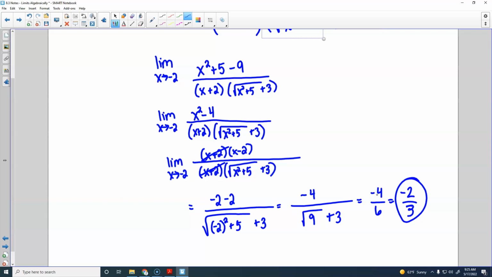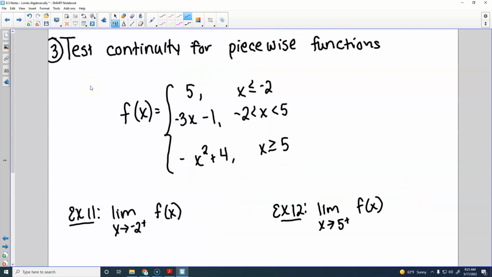Okay, questions about anything there? All right, we got two more. We're going to try to get through them in 10 minutes or less. All right, so let's copy down that piecewise function real quick. Some that you're going to get are going to give you piecewise functions.